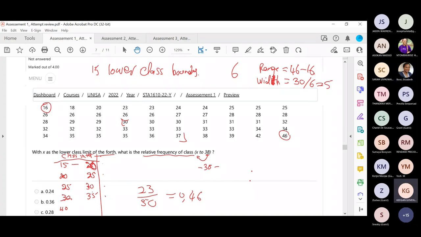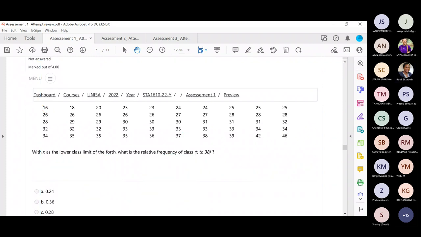I want to go back. Instead of starting from 15, I want to use the 38 and add or subtract 5. Because if our class width is 5, we can just say our x will start from 38 minus 5. What do you get? You can use that. So 33. With our range of 46 minus 16, our width will be 30 divided by 6 plus width, which is 5. So in order for us to find this class width, what is the lower limit of 5?